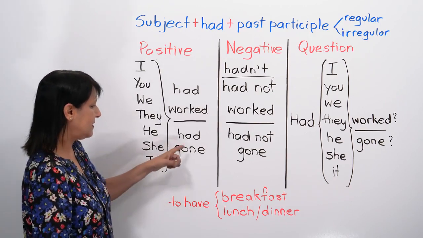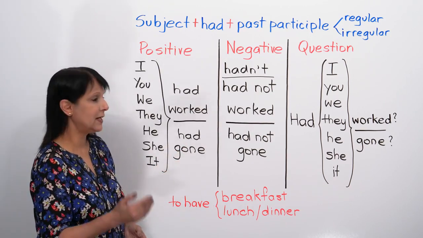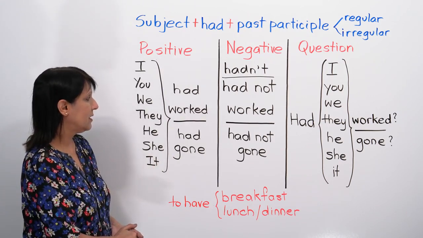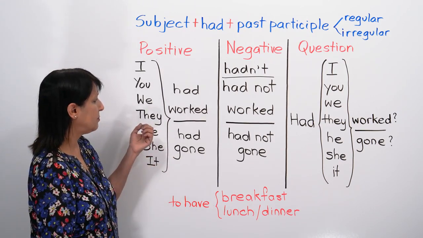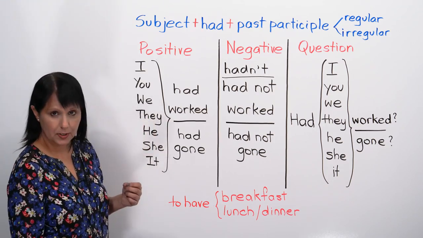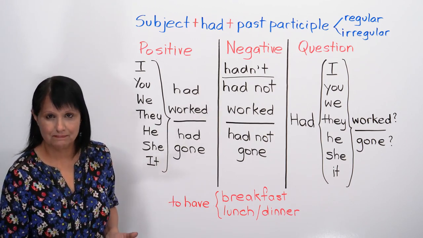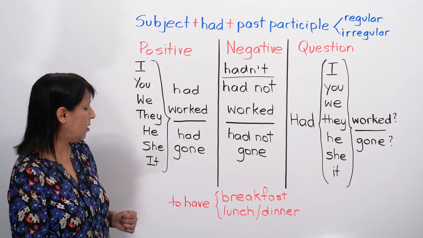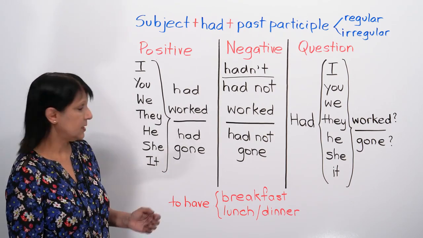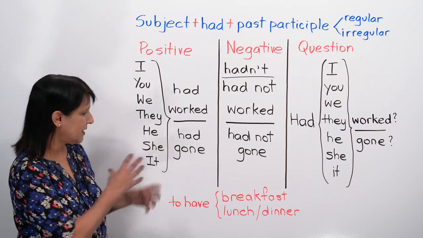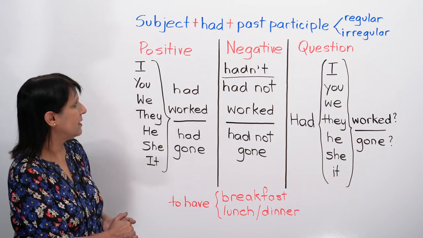Okay? And the same thing with an irregular verb, like I had gone. So if we had a sentence, we could have said, for example, before he went home yesterday, he had worked for 10 hours. Okay? Or when I called her, she had gone to the supermarket. Okay? So that's how we could use that.